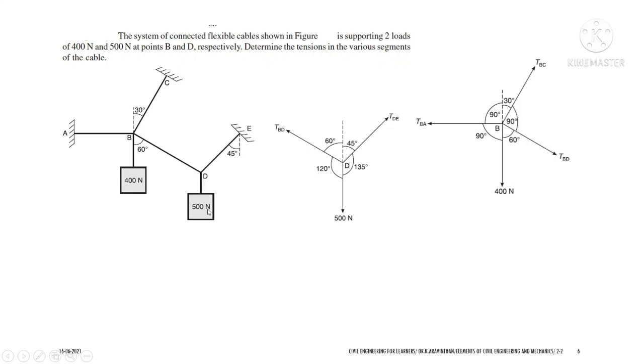Which is given here, and what you have to find is, at points B and D, determine the tension in various segments of the cable. So what are the various segments? AB, 1, 2, 3, 4. So you have 4 segments to find. Okay, let us find that. Let us take each and every point and draw the free body diagram.